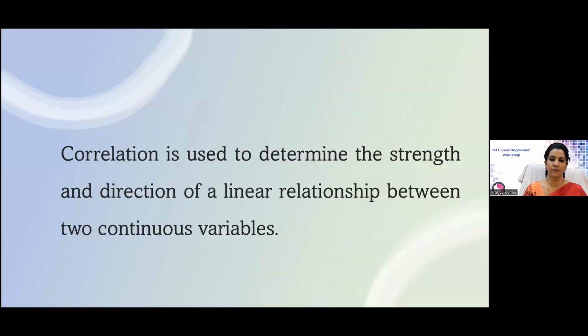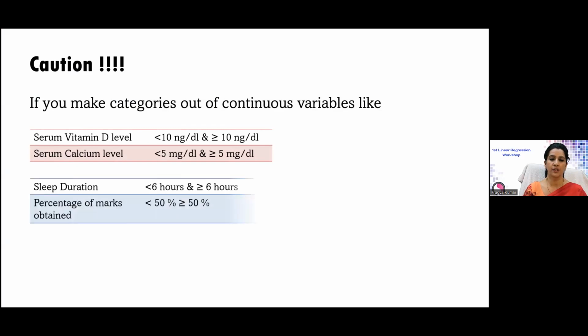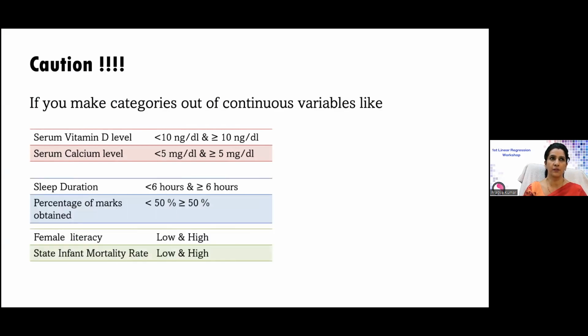Okay, thank you. So correlation is used to determine the strength and direction of linear relationship between the two continuous variables. But again, if you are making categories out of continuous variables, and if you want to calculate the correlation coefficient between categories, like if you just make a category of a serum vitamin D level less than 10 and more than 10, serum calcium level less than 5 and more than 5.